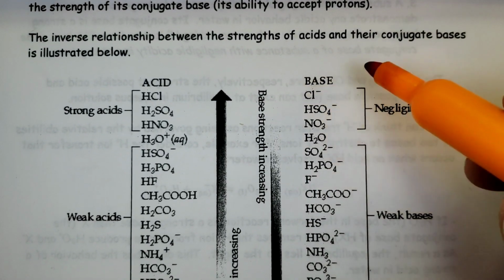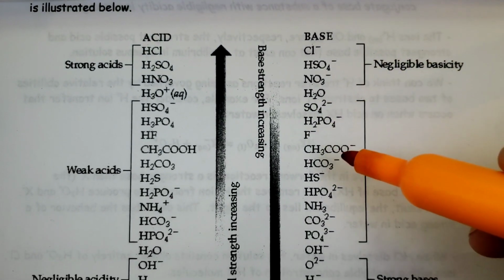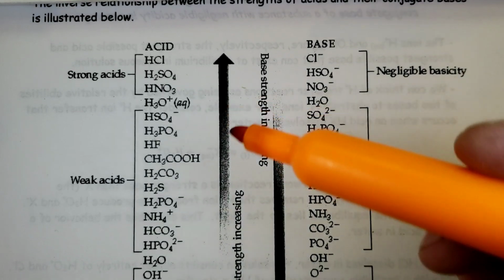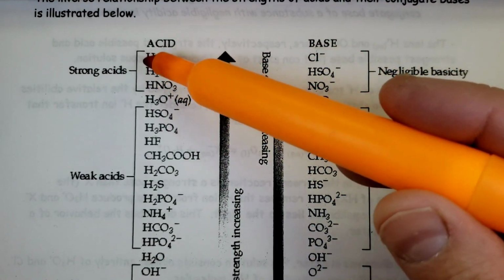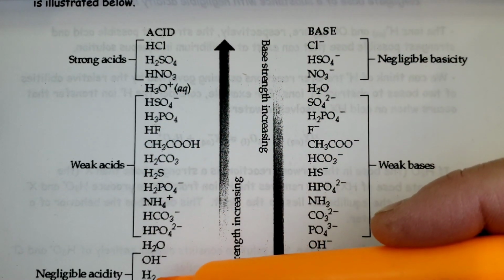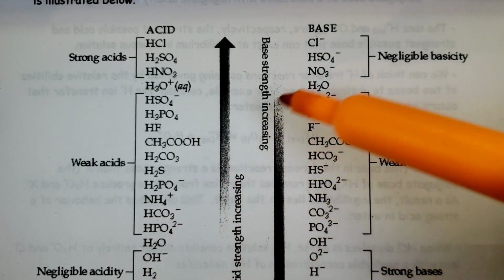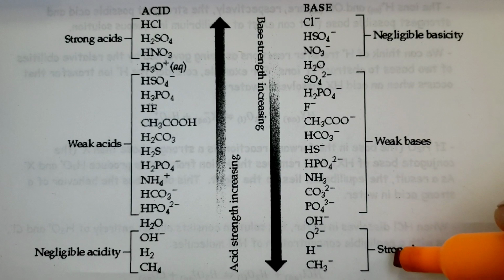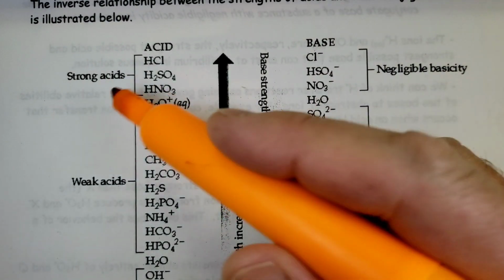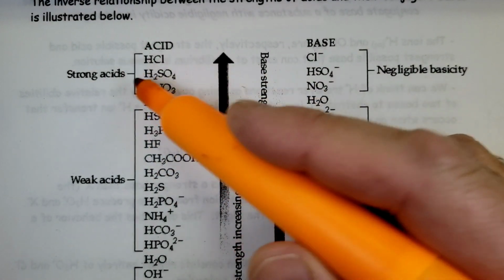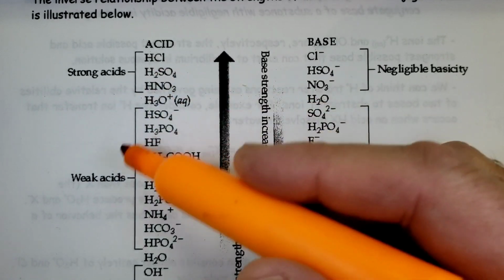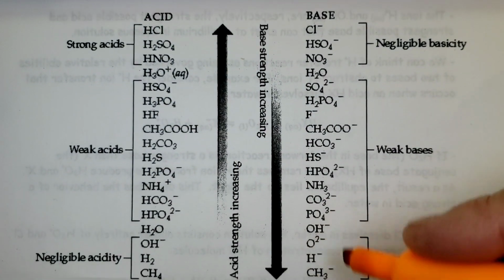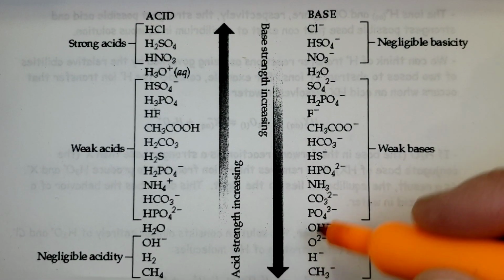The inverse relationship between the strengths of acids and bases can be seen below. So this is a little schematic which you will get. It's a list of strong acids, weak acids, and very, very weak acids. And then vice versa, very, very weak bases, and then strong bases. So you can see it's vice versa here. Those acids that easily give up H's, those bases that easily accept H's are over here.